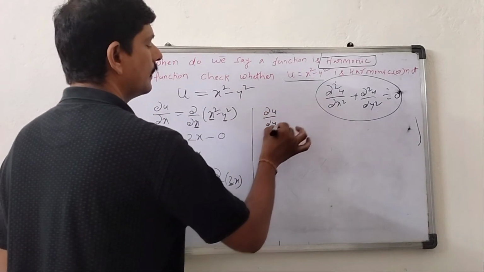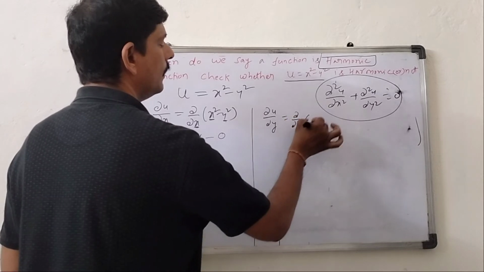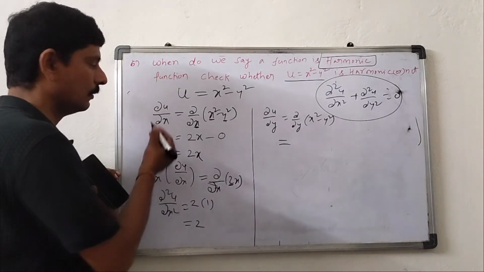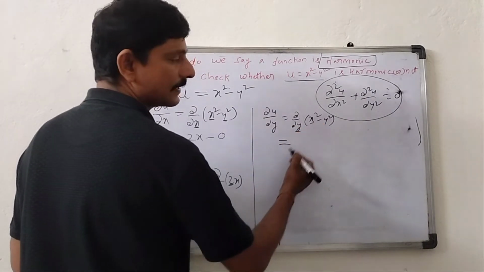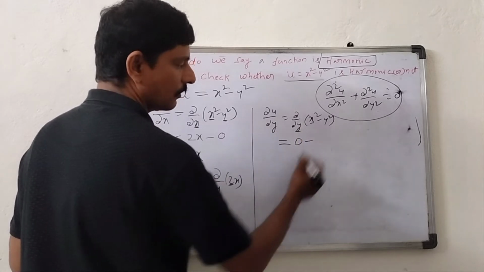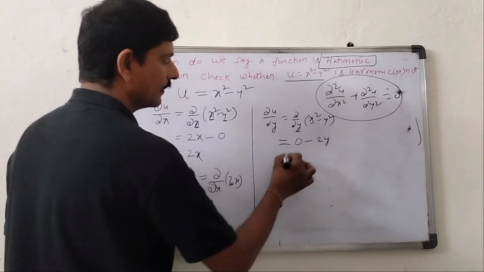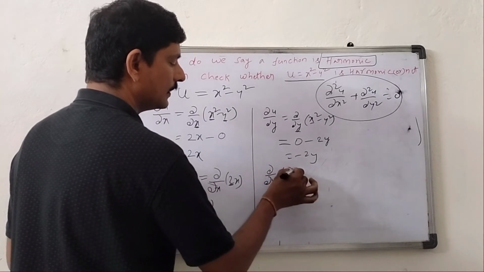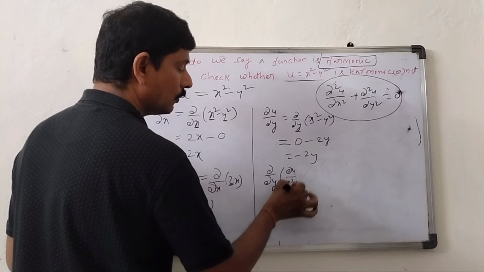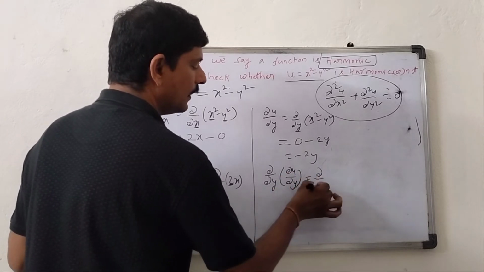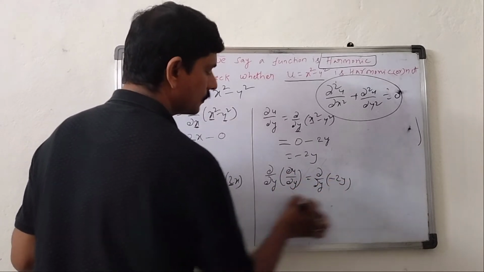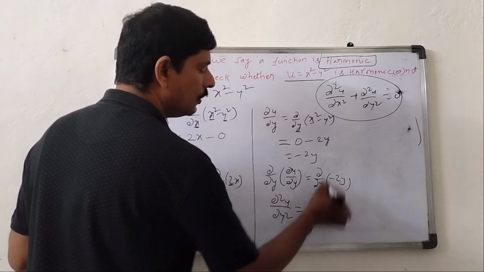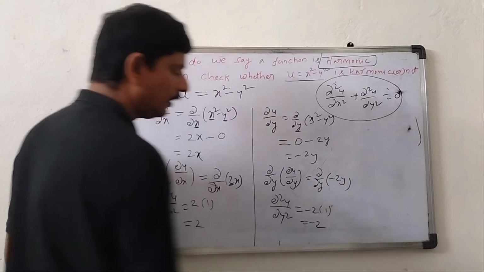Next we have to do with respect to y. Dou u by dou y is dou by dou y of x square minus y square. As in the similar process of dou u by dou x, with respect to y, x is treated as constant. So dou by dou y of x square is 0. Y square differentiation is exactly 2y. So this is equal to minus 2y. Now once again I have to do differentiation with respect to y. That is dou by dou y of dou u by dou y, which is dou by dou y of minus 2y. So it gives us dou square u by dou y square equal to minus 2 into differentiation of y, which is 1. So that is equal to minus 2.